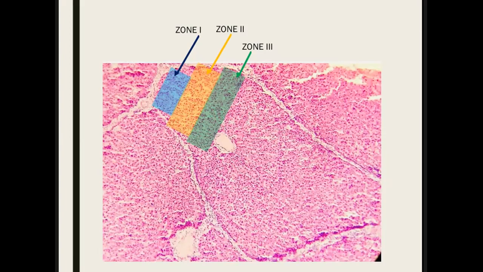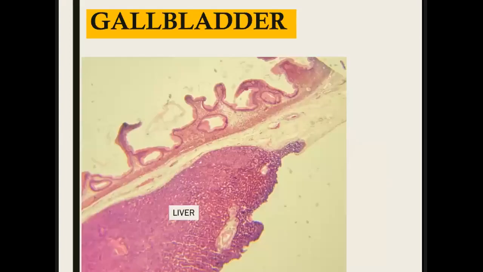Most commonly asked in the examination: which of the following zones is the most susceptible when there is a liver injury? The answer would be the green shaded zone, or zone 3. It's because it is found farthest from the portal area. All right, so that concludes the liver histology.